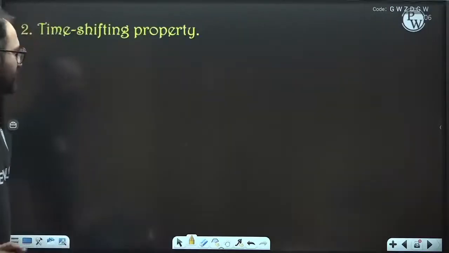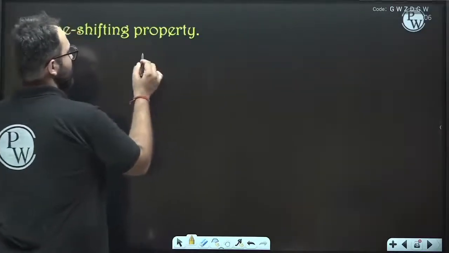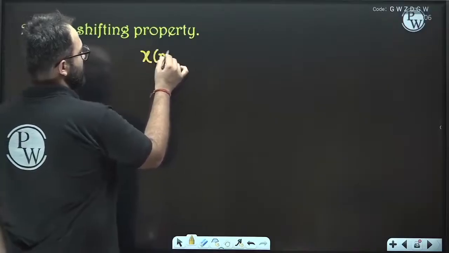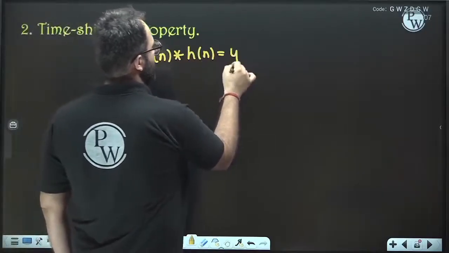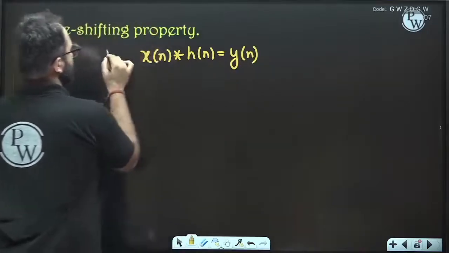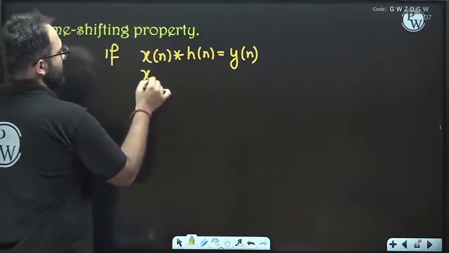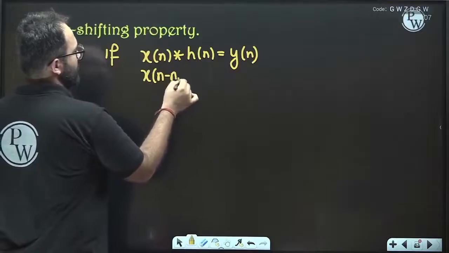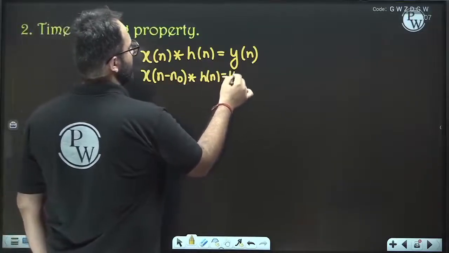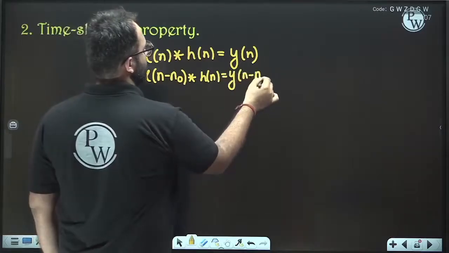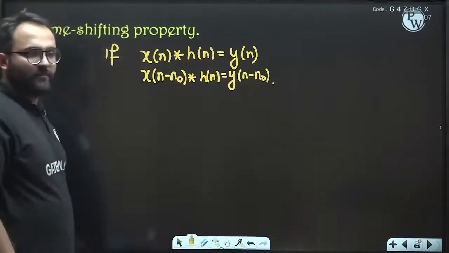Time shifting property. Time shifting properties are exactly the same as in the continuous time domain. If x of n convolve h of n is equal to y of n, then if we shift this by some time, that is n0, the result will also get shifted by the same time duration n0.